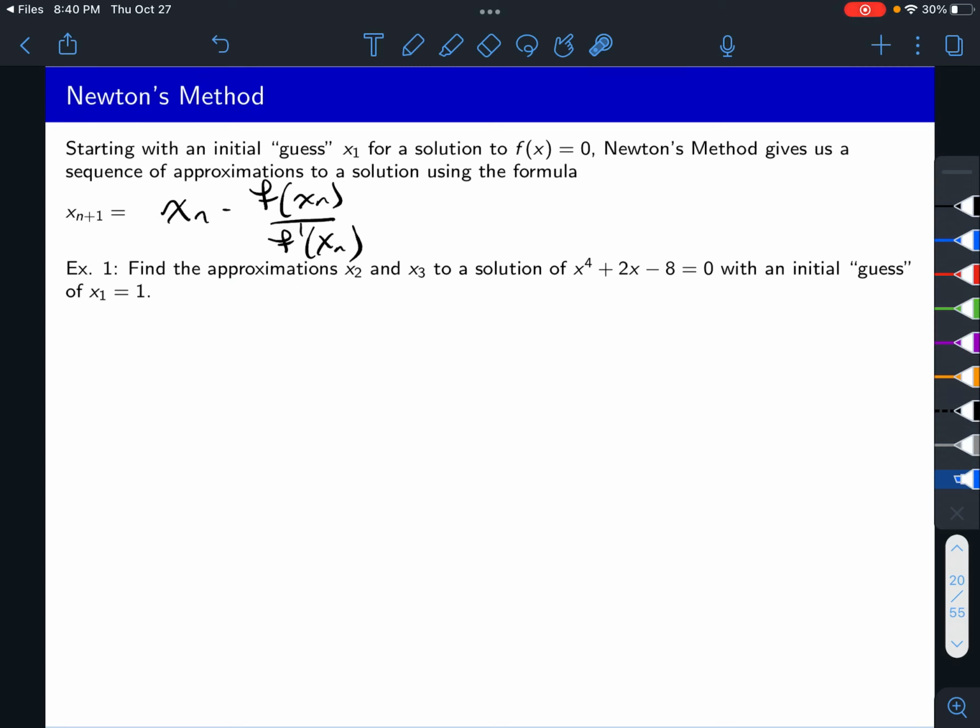All right, so let's do an example. Let's find the approximations x2 and x3 to a solution of x to the fourth plus 2x minus 8 equals 0 with an initial guess of x1 equals 1. All right, so we start with this. Our f of x is just going to be what's on the left side of the equation. If this is not a 0 on the right side of the equation, if this was like a 5 or something like that, just subtract it over so that your right hand side becomes a 0. But anyway, if your right hand side is a 0, then your f of x is just going to be whatever is on the left.